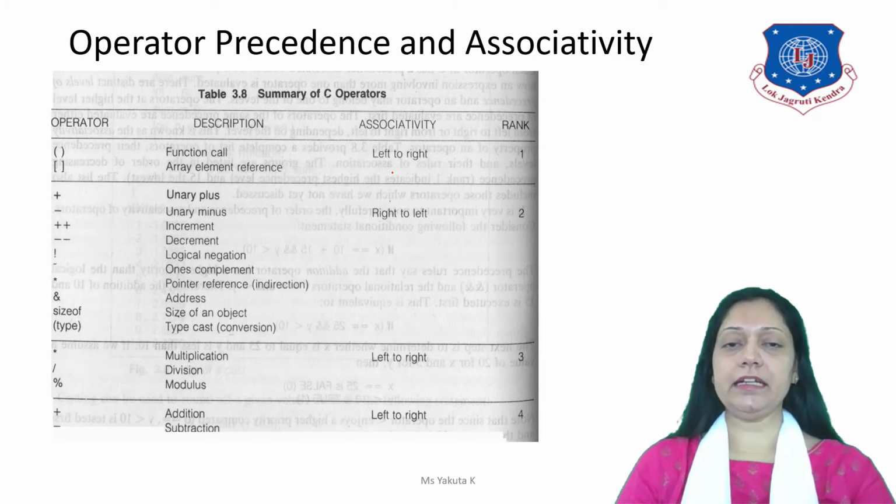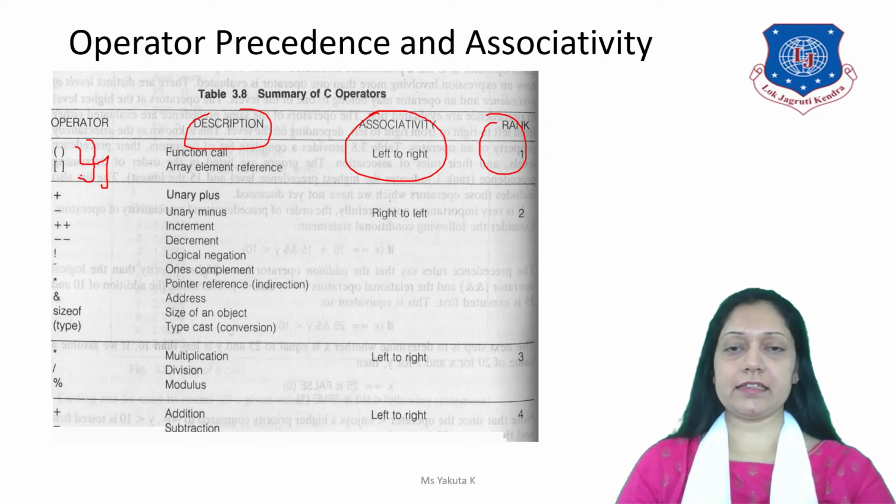Now, this is the complete table of all the different operators which are available in C with their rank. Rank means precedence, and their associativity. This is the description of it. So, the highest priority is of brackets. If ever we have multiple brackets, then you have to follow the associativity rule, that is from left to right. Then we have the unary operators like unary plus, unary minus, increment, decrement, negation, logical not operator, one's complement, and so on. These are at the next, second priority.